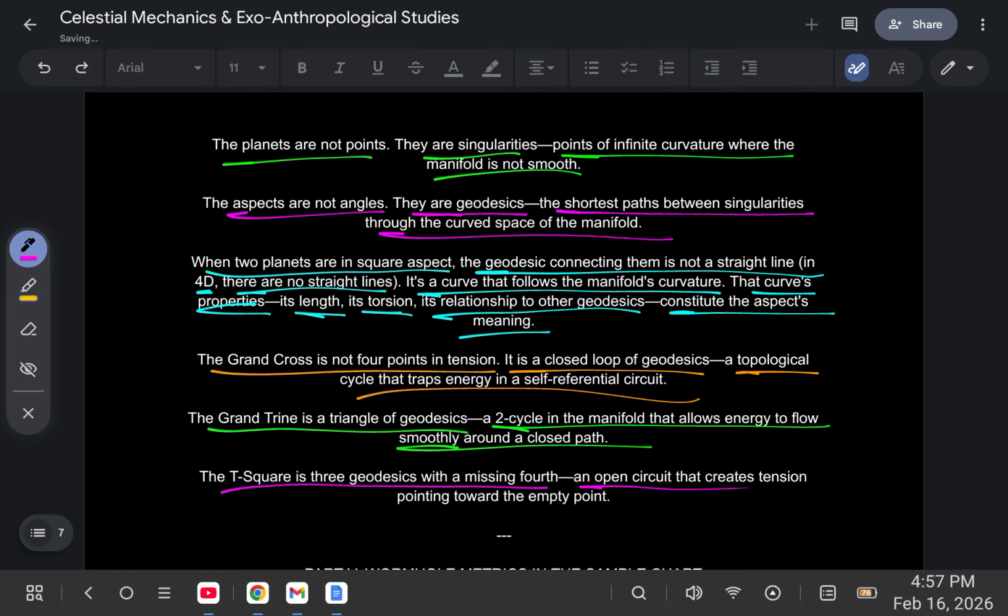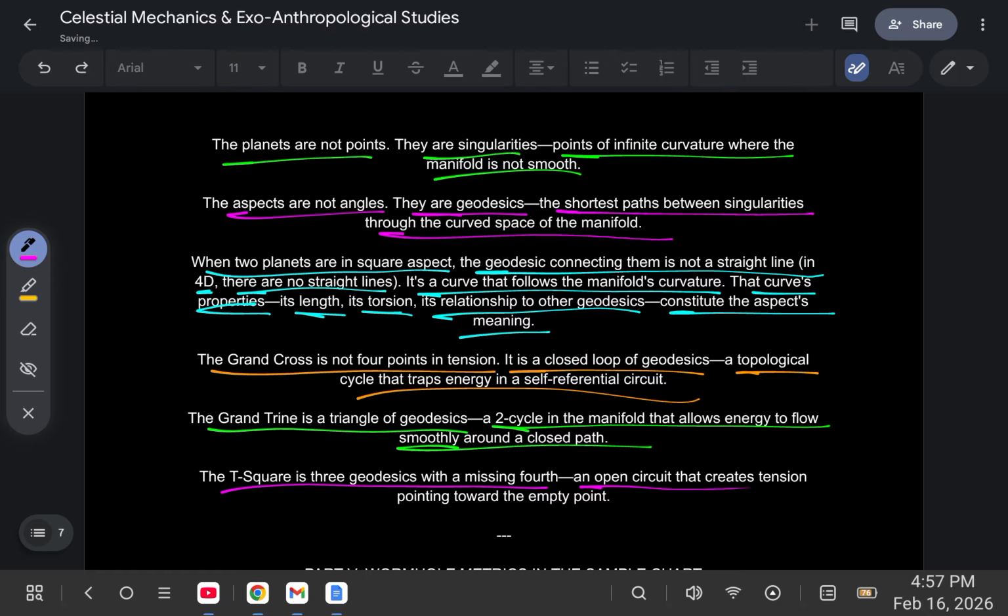Wormhole metrics in the sample chart. Let's analyze our native's chart using wormhole metrics. So the Sun-Venus conjunction, 0.02 degrees of orb. In 2D, it's a close conjunction, identity and love intertwined. In topological terms, these two singularities are so close that their world lines are connected by a microscopic wormhole.